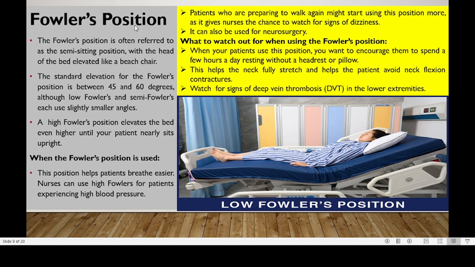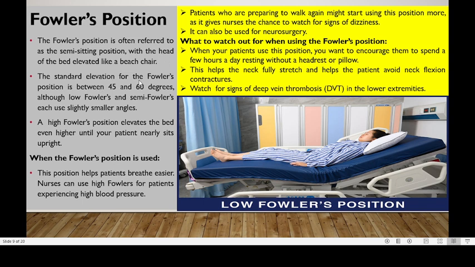Fowler's position is very common, guys. We always talk about placing the patient in Fowler's position. This position is often referred to as the semi-sitting position, with the head of the bed elevated like a beach chair. How many of you have been at the beach?